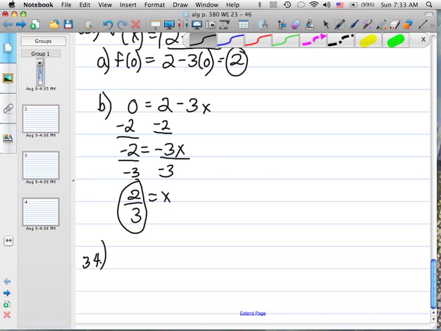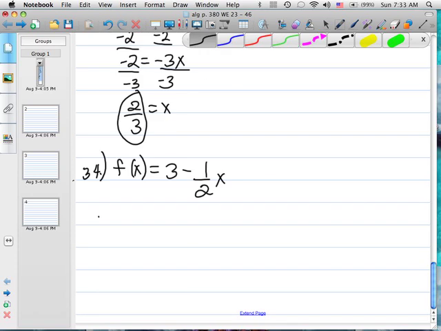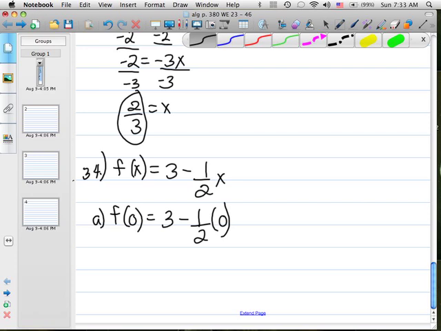34, we have f of x equals 3 minus 1/2 x. First part is to evaluate the function at 0. So we take 3 minus 1/2 times 0. 0 times the 1/2 is 0, so we get 3.